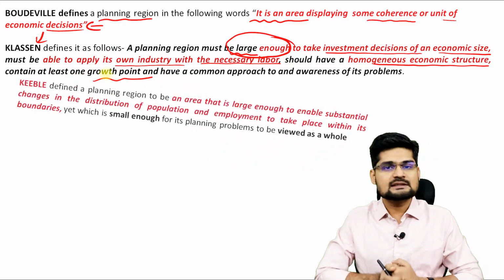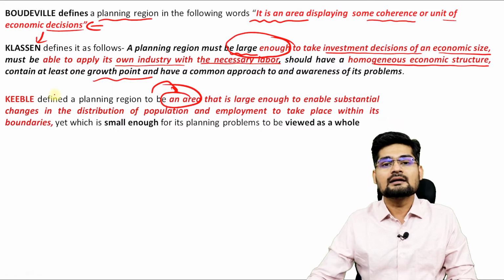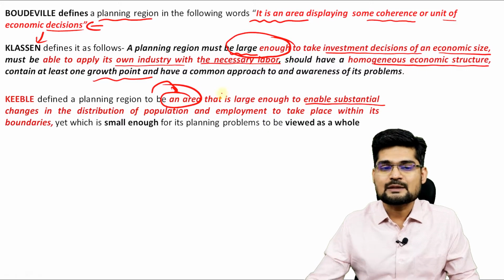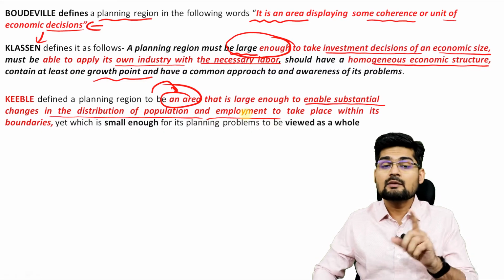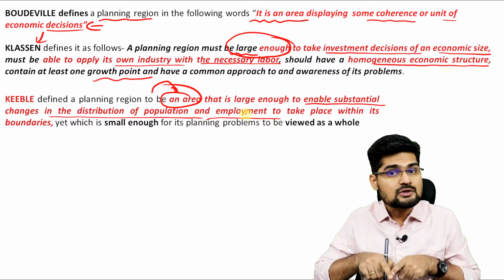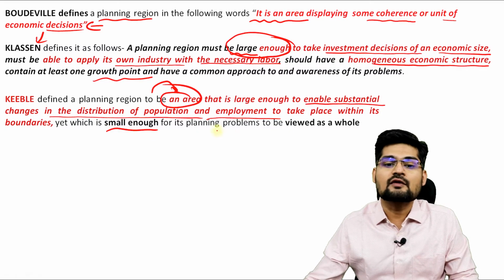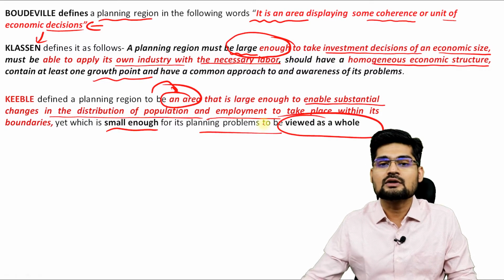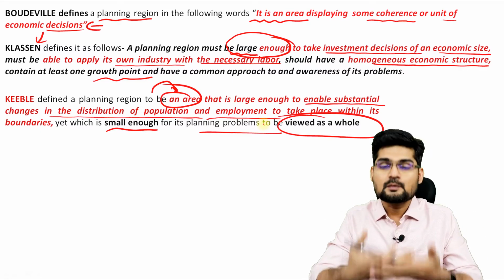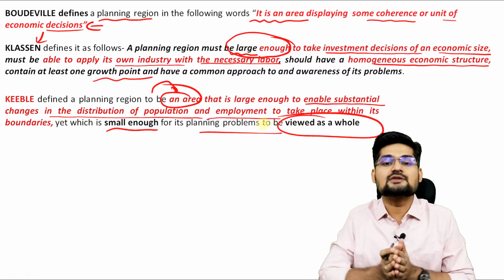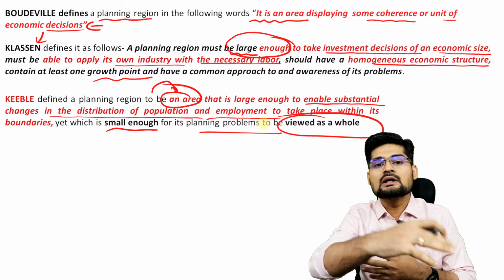Now what you observe is the third definition by Kibble, where planning region is an area large enough to enable substantial changes in distribution of population and employment, and remember, to take place within given boundaries. So delineation becomes really important, and it is small enough for its planning problems to be viewed as a whole. So large enough for the planning decisions, but small enough to be looked at as a unit as a whole. So that is what the planning region actually is according to these scholars.